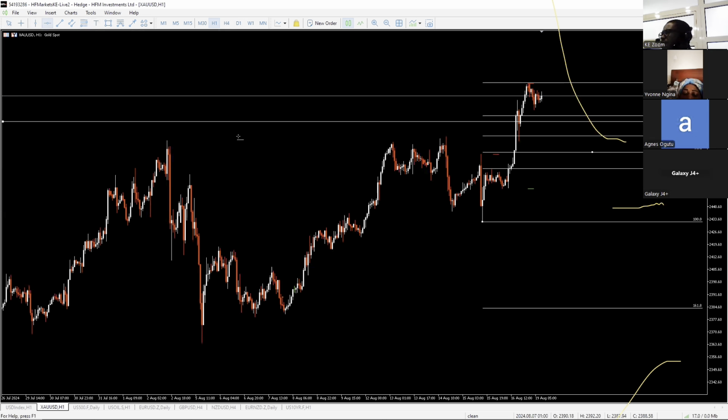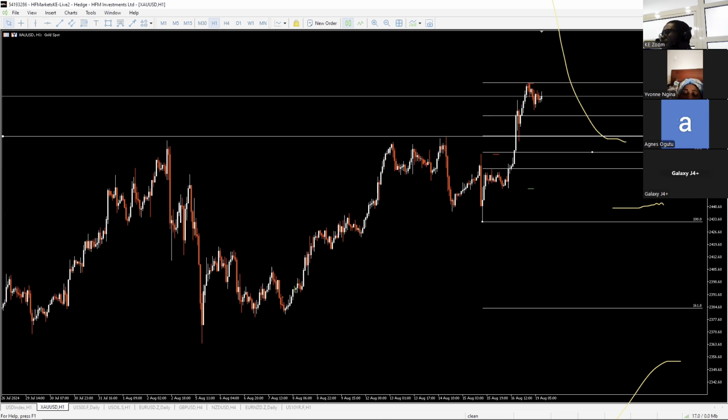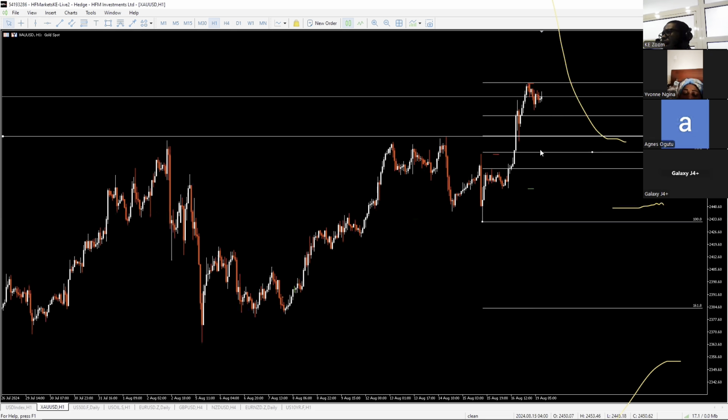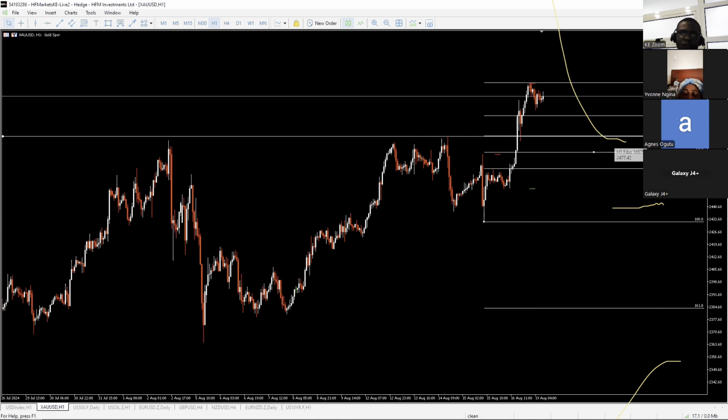So you can see that level, for example, at 2480, perfect confluence with the 38.2% level, and also this key level of resistance. This zone of resistance here and also around here, and then we have that level. So it's a key level to watch, but fundamentally we remain bullish on gold.